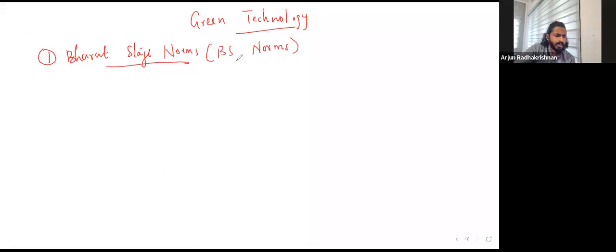So you might have studied about BS norms in environment, right? In environment or even economics, you might have studied about BS norms. So the environmental aspects we will not be discussing. I just want you to introduce the scientific aspects of BS norms. All right, so you can first write the definition of BS norms. It is a pollution emission standard.